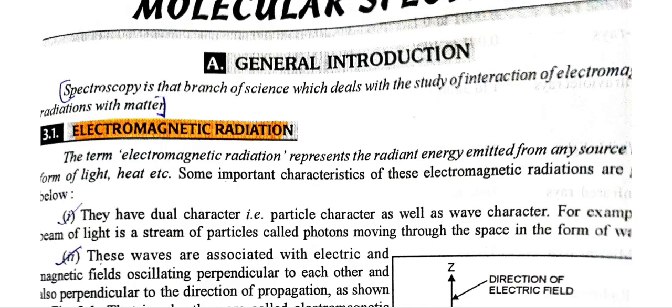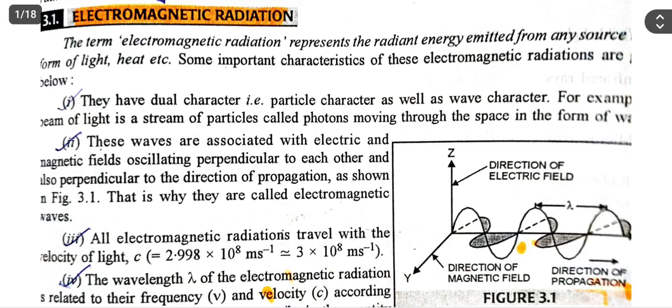They have dual character, particle character as well as wave character. For example, a beam of light is a stream of particles called photons moving through space in the form of waves. These waves are associated with electric and magnetic fields oscillating perpendicular to each other and also perpendicular to the direction of propagation, as shown in the figure. That is why they are called electromagnetic waves.